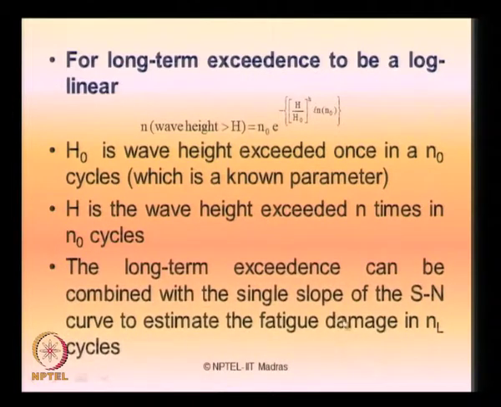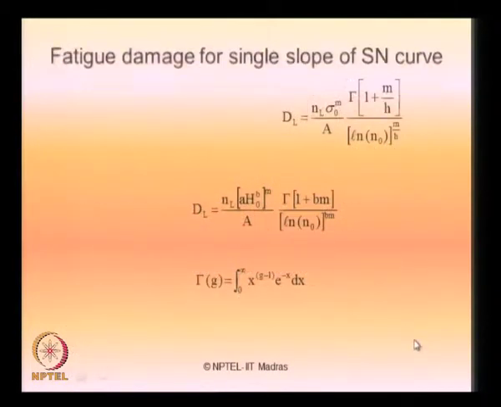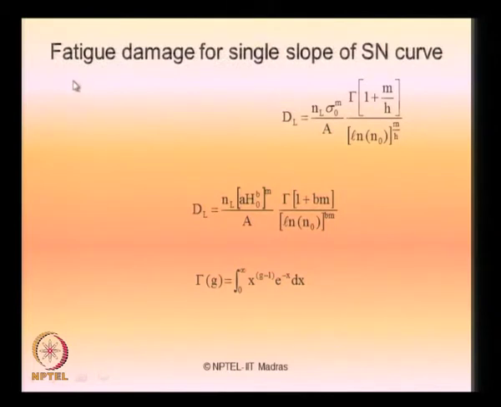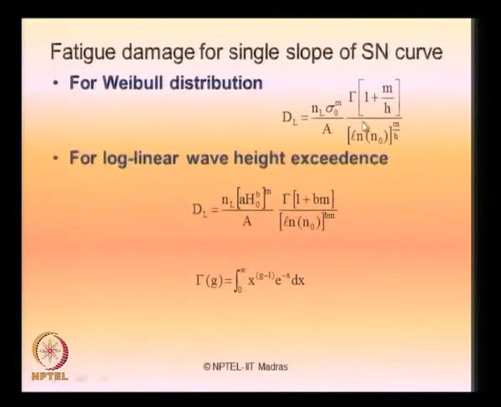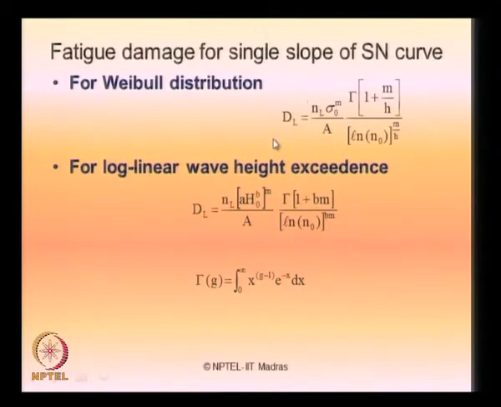The long term exceedance can be combined with a single slope of SN curve to estimate the fatigue damage in NL cycles. If your SN curve has a single slope, m is a unique number. So, if you want to estimate the fatigue damage for a single slope of SN curve where m is fixed, then if it is a variable distribution I can use this equation. DL is given by NL sigma naught to the power m, and this is a gamma function.